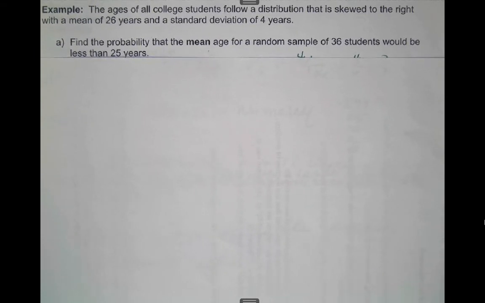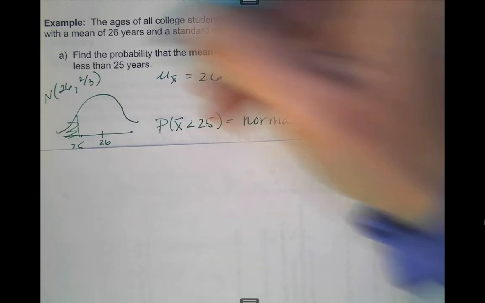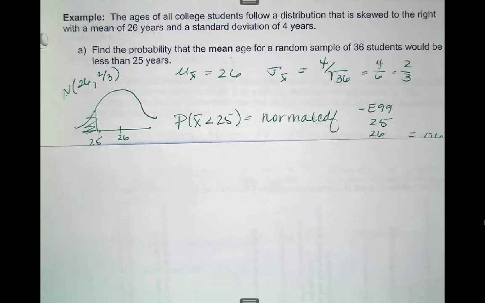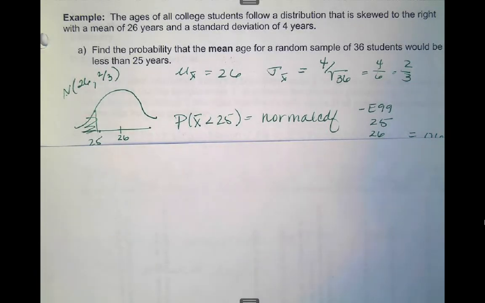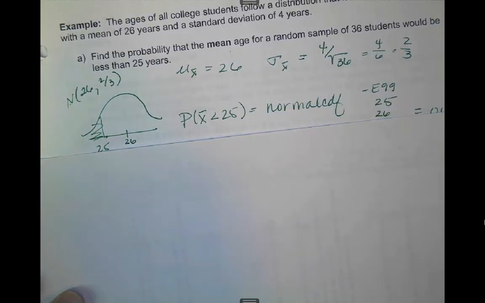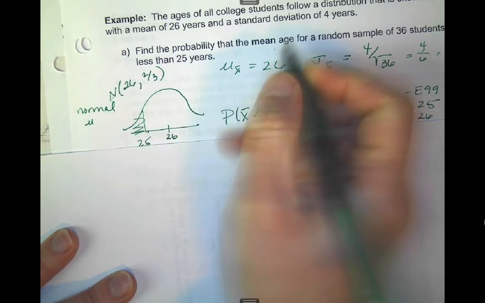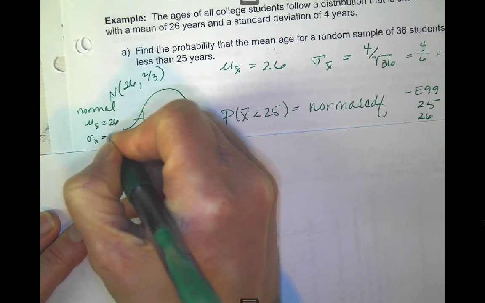All right. So the first one here says, find the probability that the mean age for a random sample of 36 students would be less than 25 years. So I changed this notation in recent years. This should read, sorry, I'm reaching into my bag to grab the right pen, but I don't have any whiteouts. But I would prefer now that we write it like this. So normal. This is the sampling distribution of X bar. So mean of X bar, mu of X bar, and then sigma of X bar is 2/3.